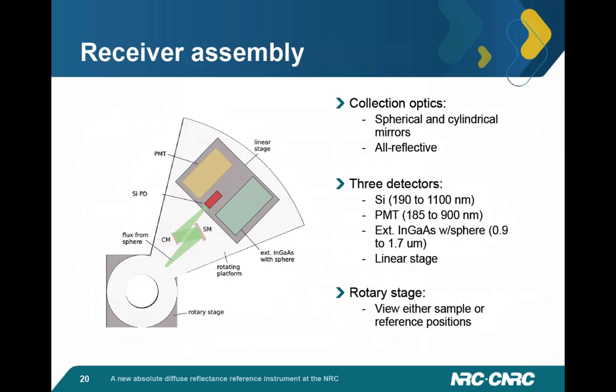Okay, so the receiver assembly is shown here. It consists of collection optics, 3 detectors, and a rotary stage. The collection optics are spherical and cylindrical mirrors that image the sample or reference wall position onto one of 3 detectors. We use 3 detectors to cover the full range: silicon, a cooled photomultiplier tube, and an extended InGaAs detector for the infrared. And these components are all mounted on a rotary stage that rotates about the integrating sphere, which is placed in this location. And this allows the entire assembly to view either the sample or the reference wall position.